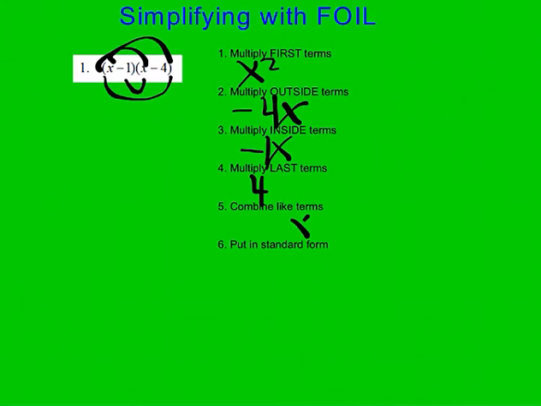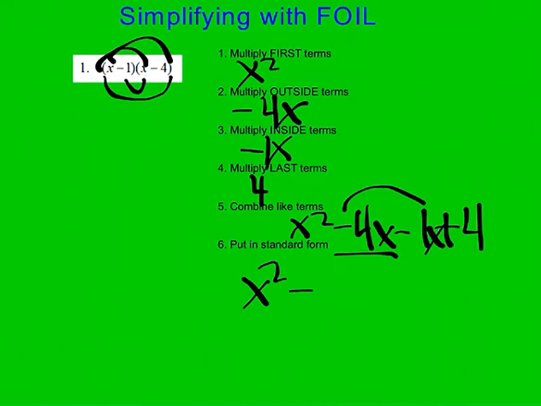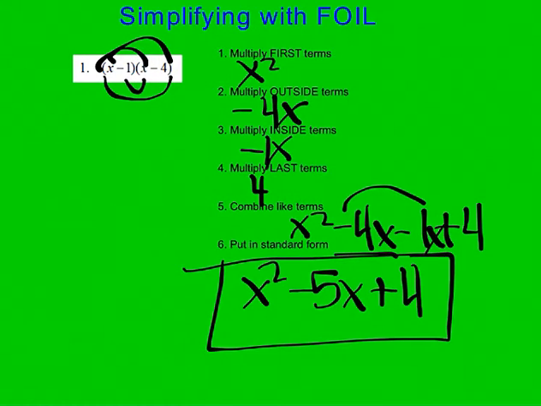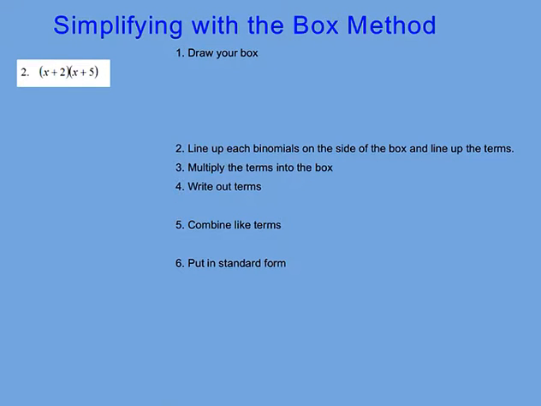Then we need to write out all of our terms. So we have x squared minus 4x minus 1x plus 4. Now I need to combine my like terms. I can take negative 4x and add it to a negative 1x. So I get x squared, and negative 4x minus 1x gives me negative 5x. Then I add 4 to it. That's my final answer for number 6. Let's take a look at number 7.